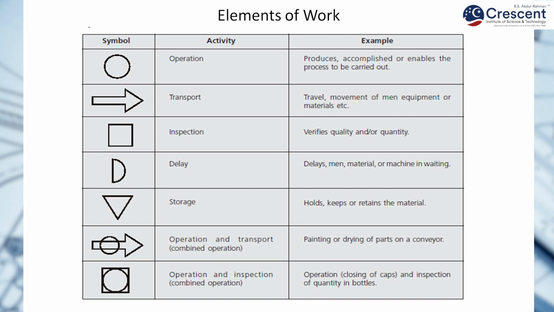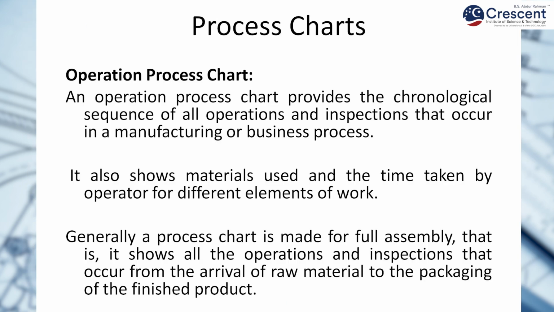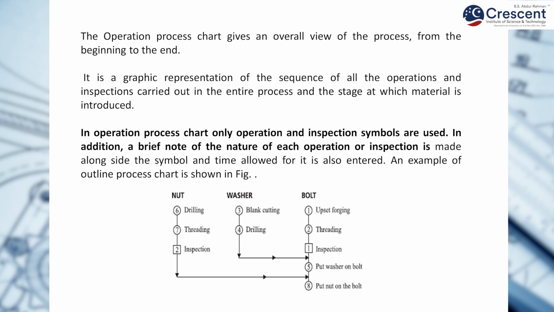Okay. Let us start with the first process chart, the operation process chart. It will give you the overall view of the process, the chronological sequence of all operations and inspections. This means only 2 elements of the task will be considered in the operation process chart. It will show us the overall view of the job in terms of inspection and operation only. It is generally used for assembly lines, to show the overall assembly of the operation.